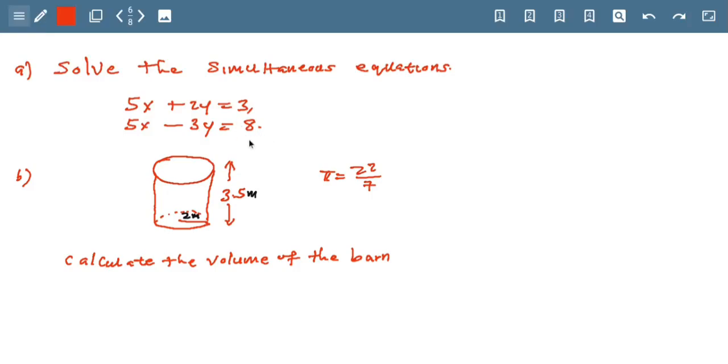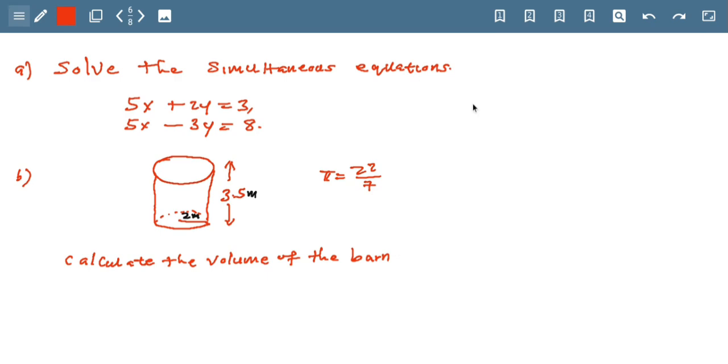Alright, so let's try to look at these interesting questions for grade 9. We have the first one, which is saying solve the simultaneous equations. So we have 5x plus 2y being equal to 3, 5x minus 3y being equal to 8. We have two methods that we use when answering simultaneous equations. The first one is the elimination method. The second one is the substitution method.